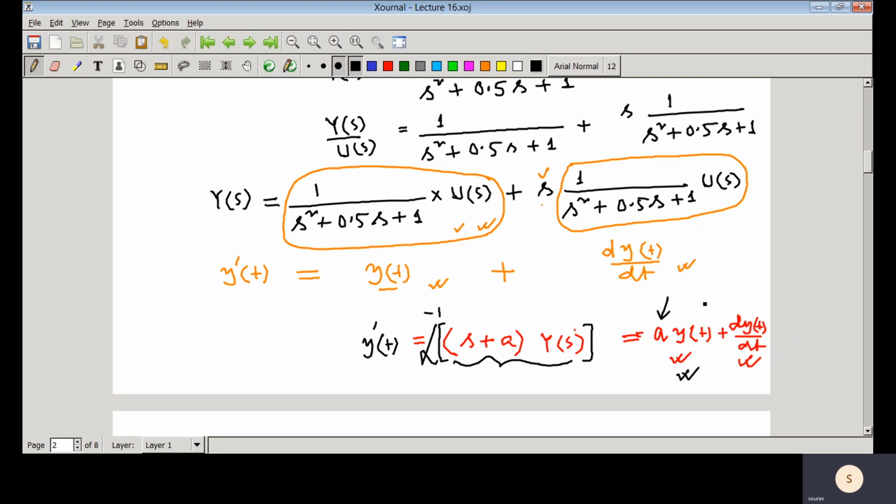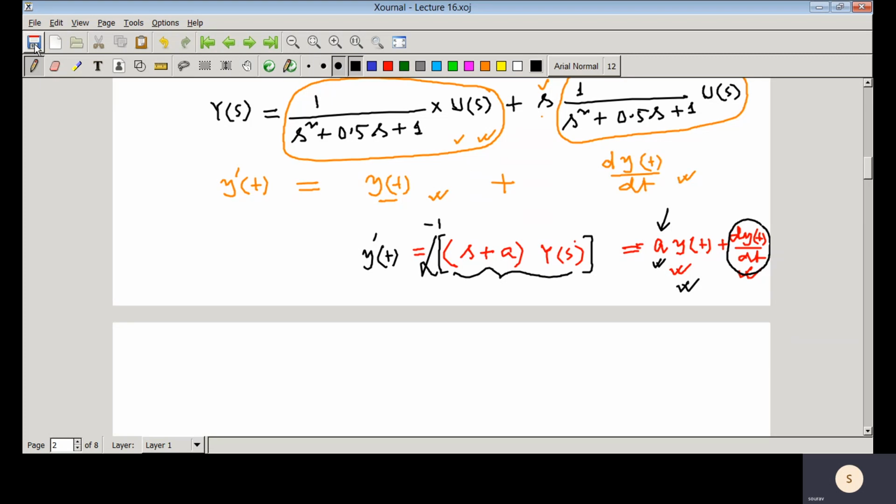Now if a is very large, what happens? We can ignore this particular term whenever a is large, and it would be just like a scaled version of the original response. But if a is small, that means the 0 that you have placed is close to the origin, then it has a significant effect on the output response.